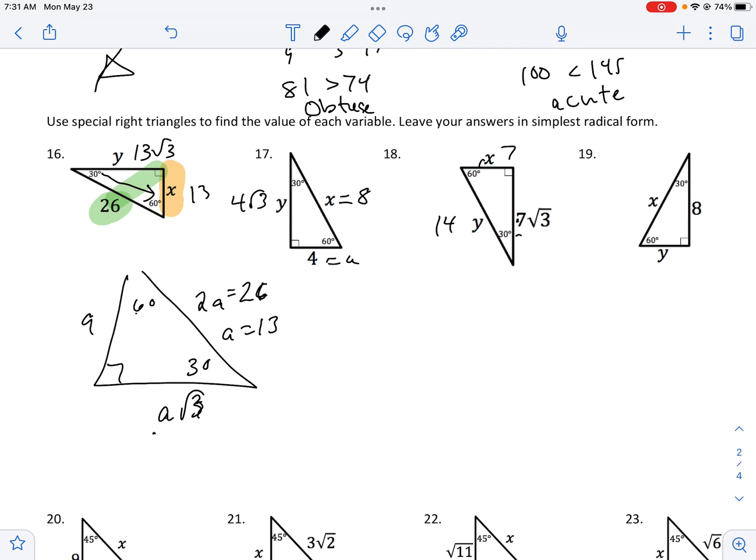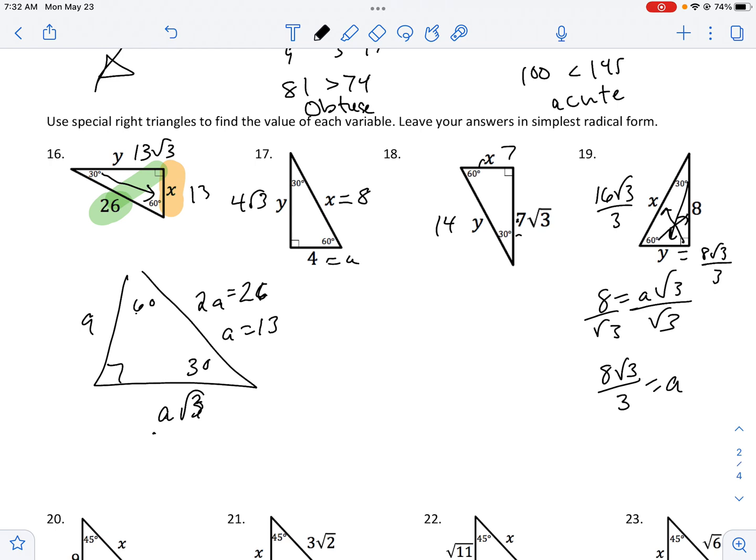Now this last one's kind of tricky. Across from the 60, 8 is A square root of 3, so I have to divide by square root of 3. So 8 square root of 3 over 3 ends up being A. Across from the 30 is A, so this is 8 square root of 3 over 3. And across from the 90 is 2A, so 2 times all that.